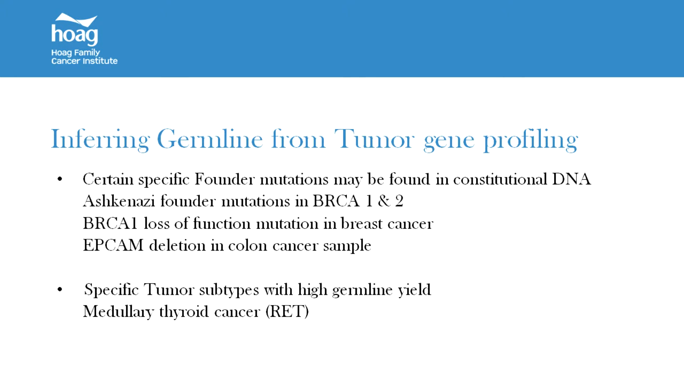So how do you go from tumor gene profiling to germline interpretation? We know that there are specific founder mutations in addition to, for instance, BRCA1 loss of function mutations that suggest an underlying hereditary component that needs to be investigated. Again, EpCAM that I mentioned is a gene that's close to another gene that's associated with Lynch syndrome. It acts to hypermethylate the other gene, causing it to be silenced, and so it has a role in Lynch syndrome. And then again, when the tumor itself is very specific, like that endolymphatic sac tumor for von Hippel-Lindau, or medullary thyroid cancer in the case of RET, it is very important to make sure that you backtrack and do some germline testing.